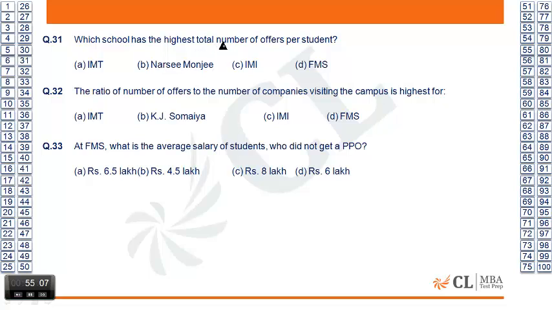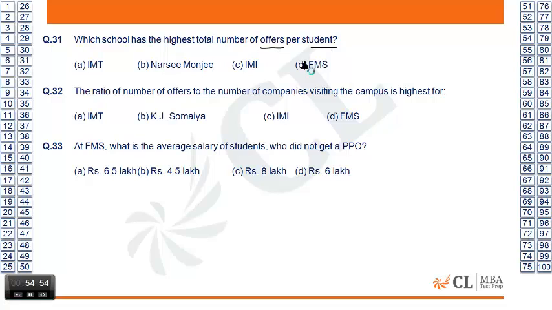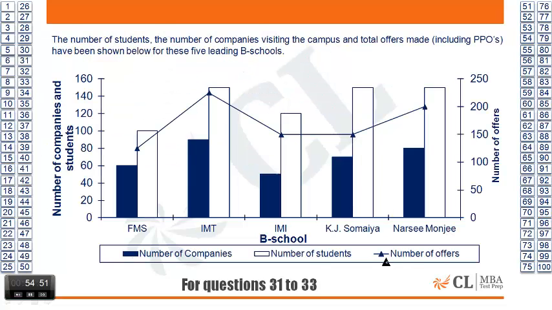What is the highest total number of offers per student? Okay, total number of... that is only this chart, no? Total number of offers per student. Then offers per student. Let's be careful. Offers per student. Offer is this. We want to look at this divided by this. So this has to be the highest, which means the numerator has to be high or the denominator has to be low. This divided by this. This divided by this. Is this divided by this?